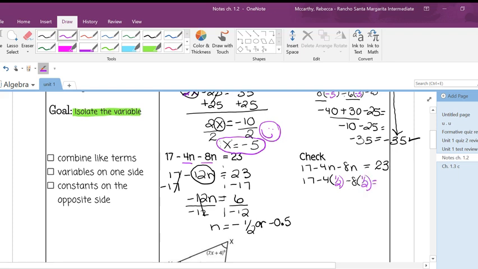And again, I'm going to simplify the left side first. So I have 17. I got to multiply first. Half of 4 is -2. Half of -8 is -4. Continue to simplify. 17 minus 2 is 15. Minus 4. Whoa, it doesn't work.